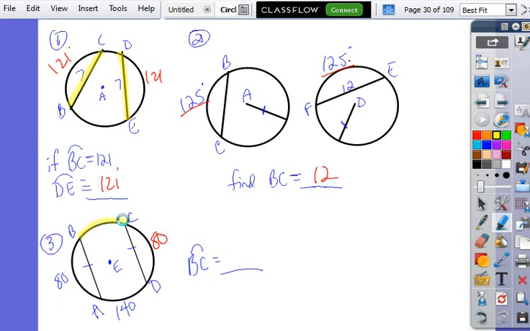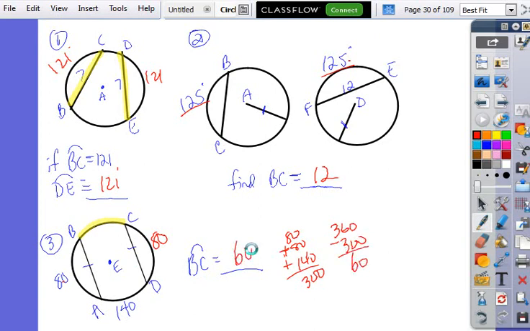So just add all those up and then subtract from the 360. So I would do 80 plus 80 plus 140 and get 300. Then do 360 minus 300. So BC would be 60.